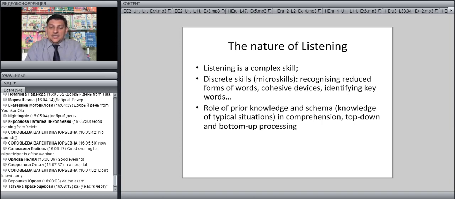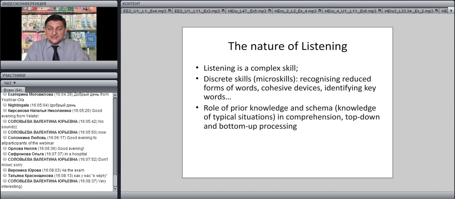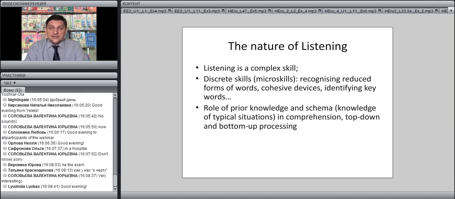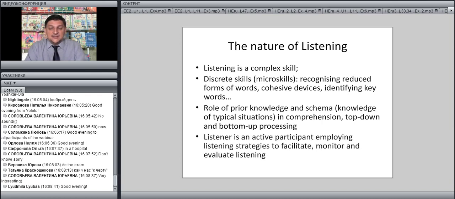Okay, and apart from schema, which is knowledge of typical speech situations, there are two approaches to processing information. The approaches are top-down and bottom-up. We're going to look at these approaches in more detail. But apart from that, it's important to mention that the listener is an active participant who employs different listening strategies to facilitate, to monitor, and to evaluate listening. And if a listener is a passive person who is only trying to receive information, he will probably not be able to construct the meaning.